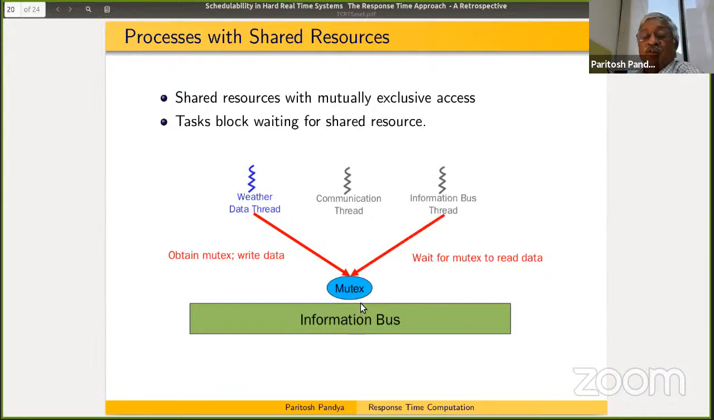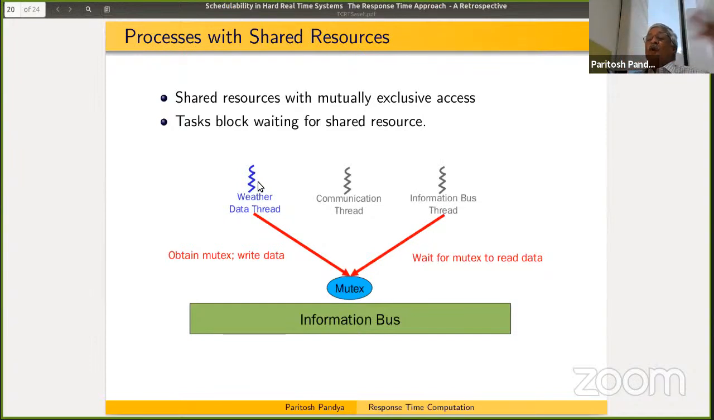So this information bus is a shared resource between the weather calculation task and the information bus task. But at a time, only one of them can be accessing the information bus. Now, while you are doing your computation, you may not require access to the information bus all the time, but you may require it during part of your computation. So this part of the computation is called the critical region.